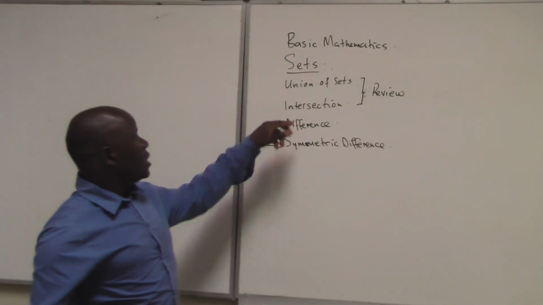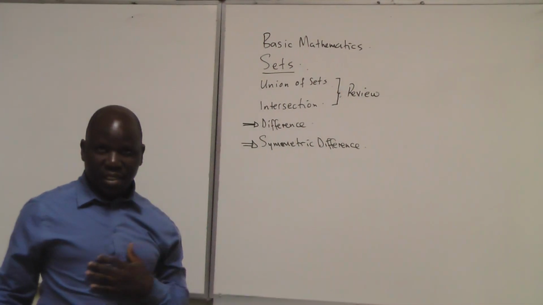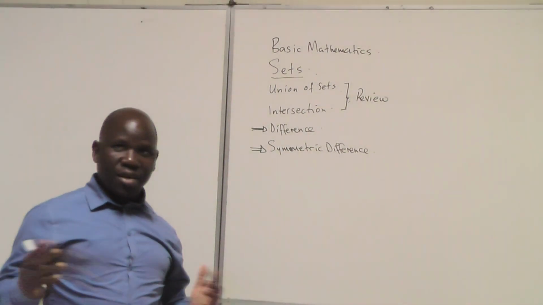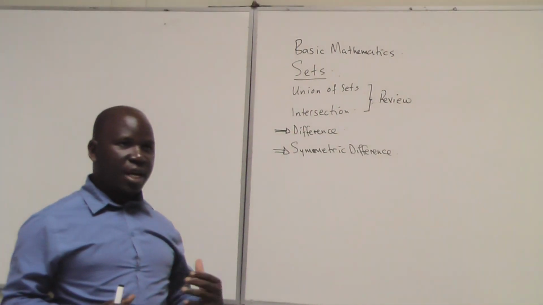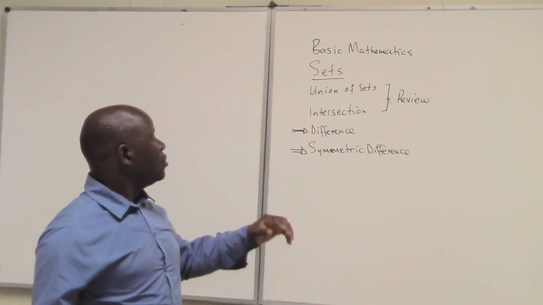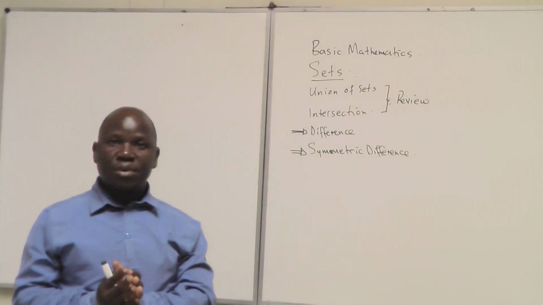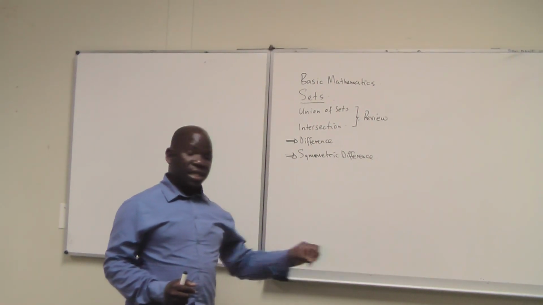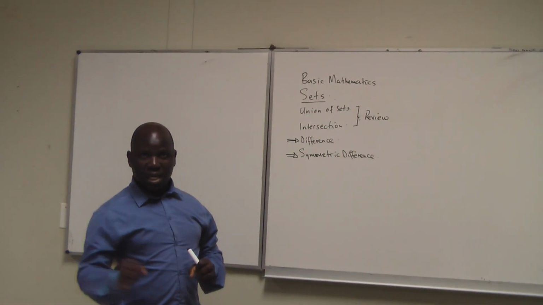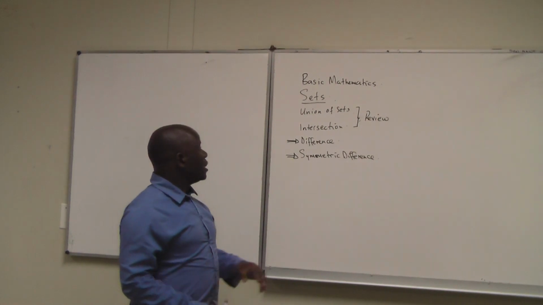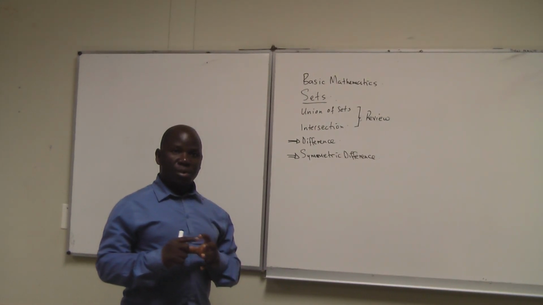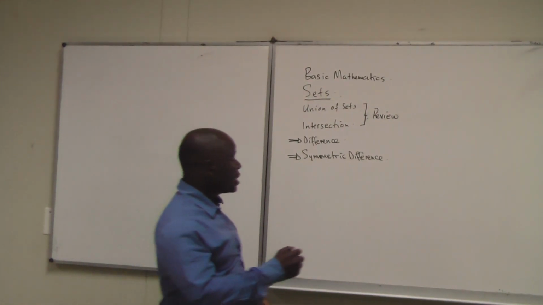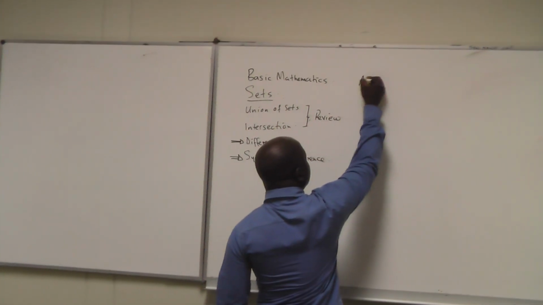Now, let me start with the union of sets. When we are talking of set A union B, we are simply referring to a new set that is formed when we combine all elements that are in A and also all elements that are in B, and making sure that those elements that are repeated are only written once. I'm going to illustrate this with a simple example.